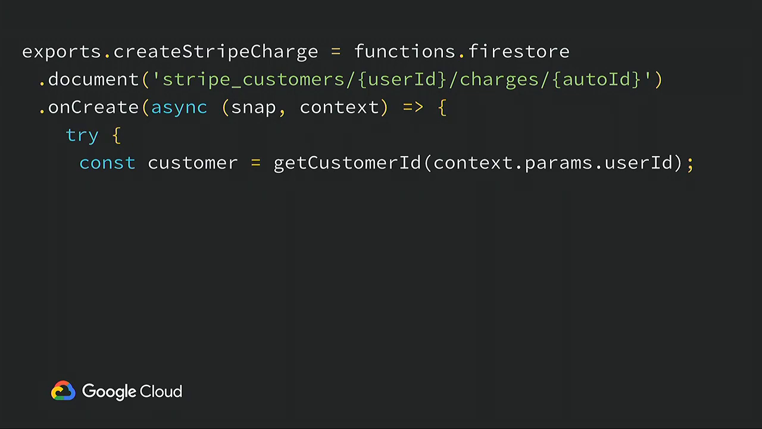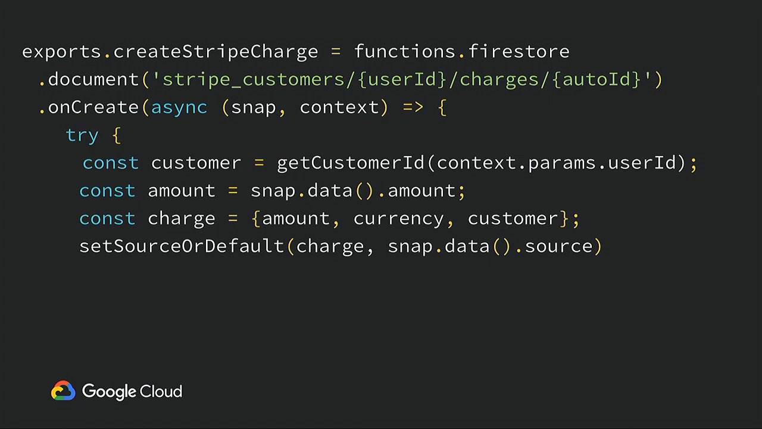So the first thing that we do is get the customer ID, since we need that to talk to Stripe. We'll use our getCustomerID function here and pass in context.params.userId. Next, we get the amount that they're being charged, so snap.data().amount will have that information. And then we create a charge object, which is just the amount and the currency and the customer. Next, we need to set the source, so what credit card are they going to be using? Do they want to use a default card, or are they using one that they've put in for the first time? Maybe this is a corp account for some reason, and they have a different credit card.